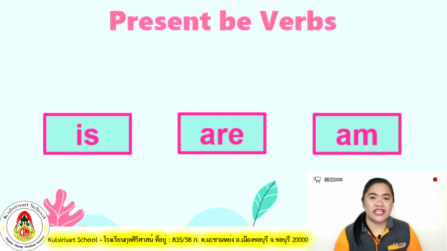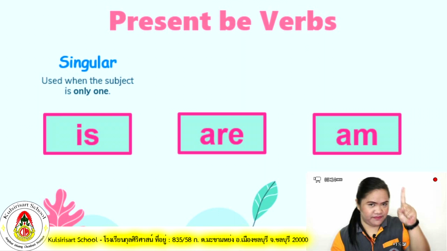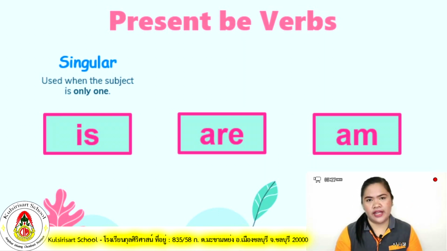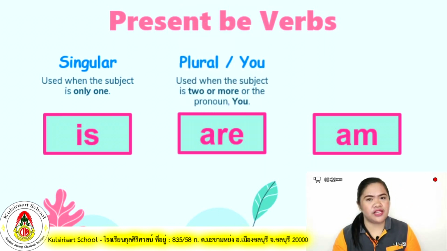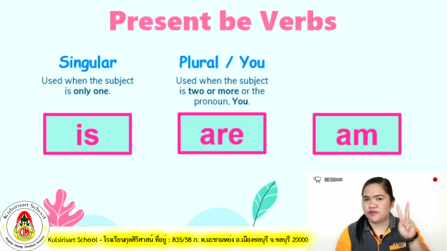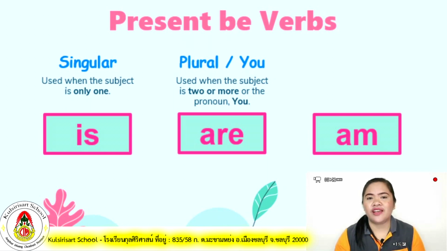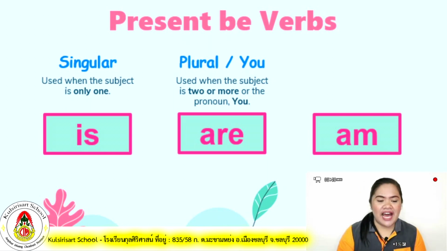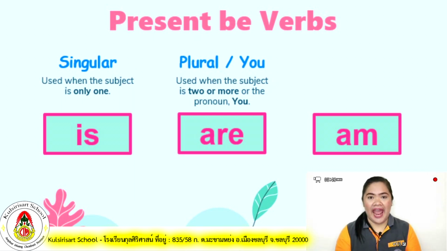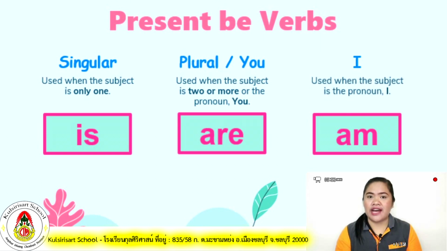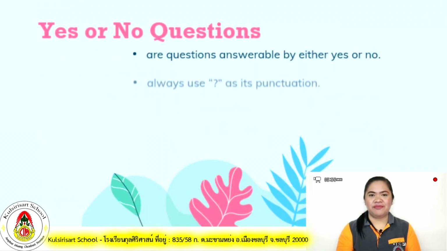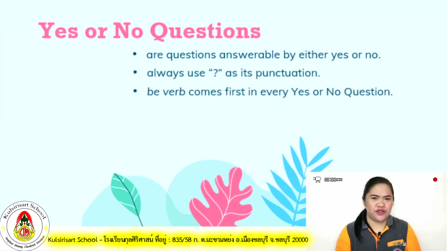When we talk about is, we use it when the subject is singular or only one. And when we talk about are, we use it when the subject is plural or two or more. We also use are if the subject of the sentence is the pronoun you. Am is used when the subject of the sentence is the pronoun I. So now, let's proceed to yes or no questions.